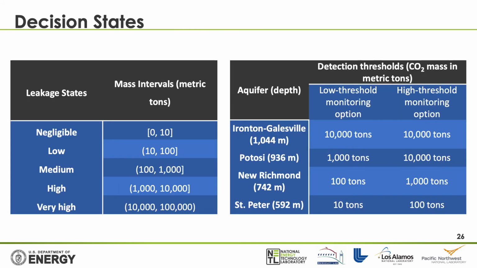Based on the results of the stochastic simulations, the mass of CO2 leaked was divided into 5 classes to simplify construction of the decision network. Also, monitoring thresholds were divided into 2 classes for each aquifer because the seismic detection thresholds increase with depth.